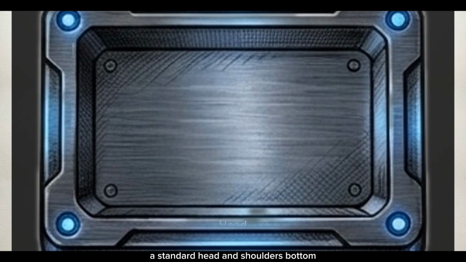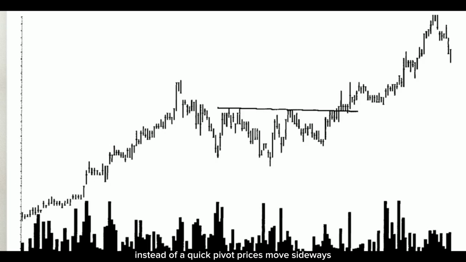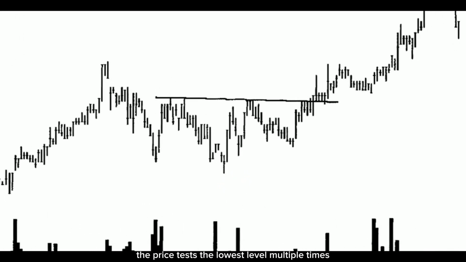A standard head and shoulders bottom has 3 distinct troughs: a left shoulder, a lower head, and a right shoulder. The complex version expands on this structure by adding multiple shoulders, or sometimes multiple heads. Instead of a quick pivot, prices move sideways. You can identify a cluster of shoulders forming around the central head. The price tests the lowest level multiple times. These multiple low points create a stronger base of support than a single dip.